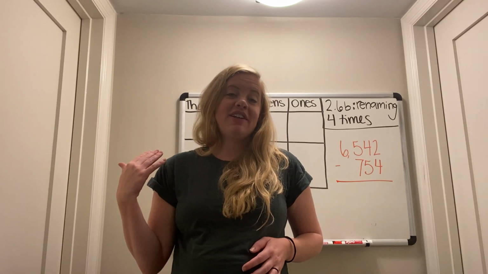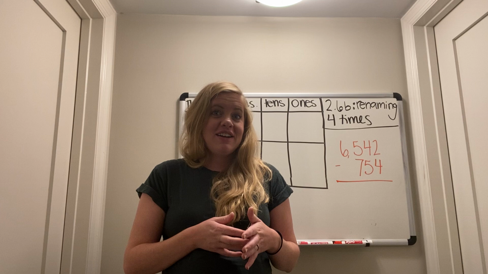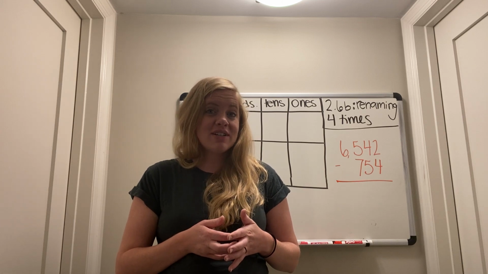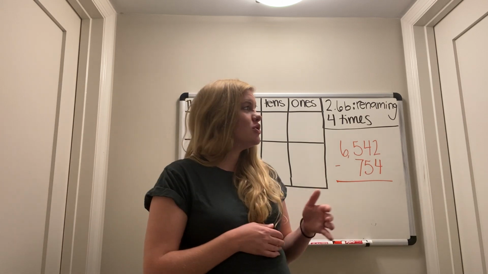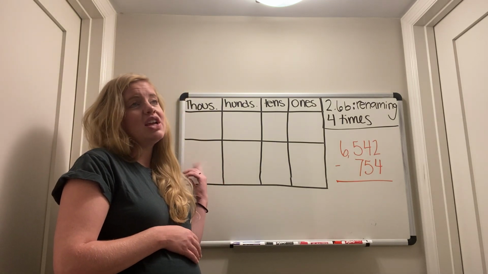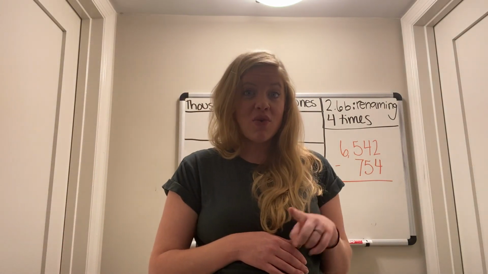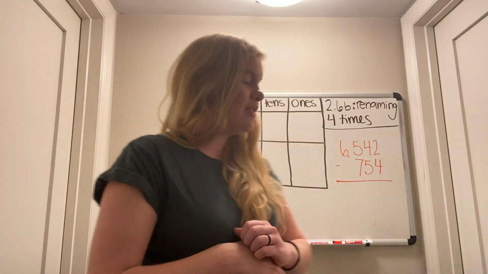So last math lesson, we talked about renaming with subtraction 3 times. And today we're going to do it 4 times. Okay, we'll do one using our place value chart. And then we'll do 2 together, and you're going to do 1 on your own. Okay, so here we go.